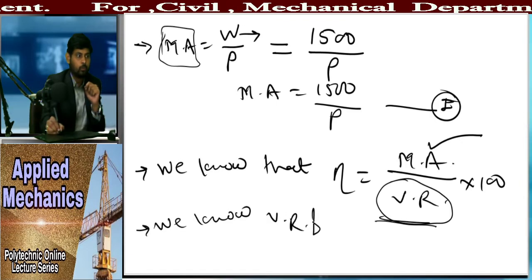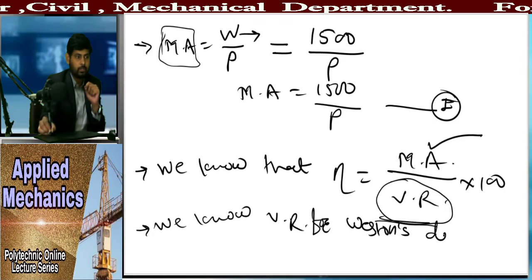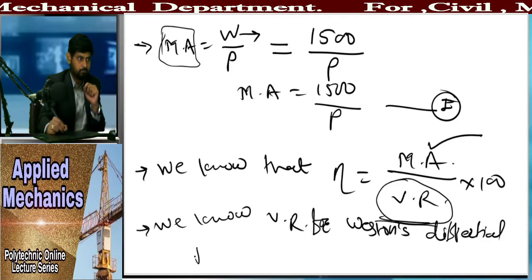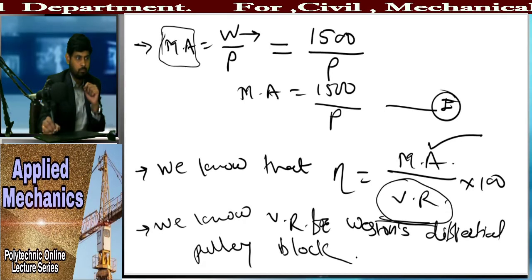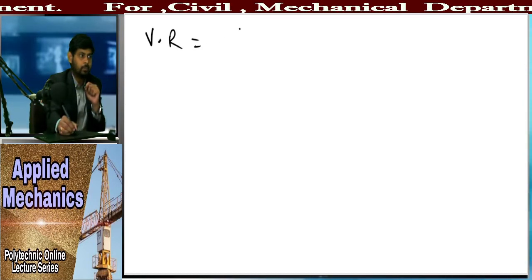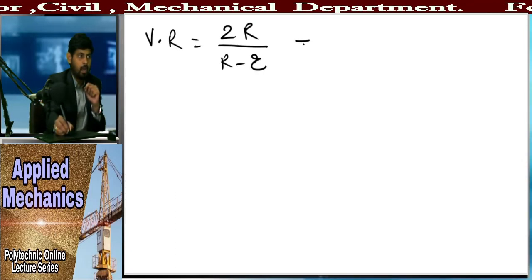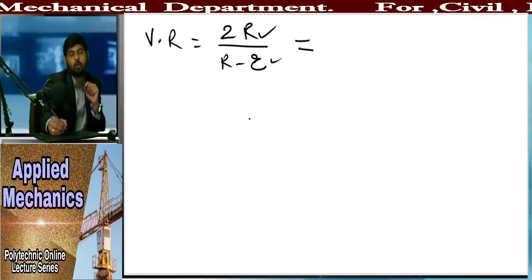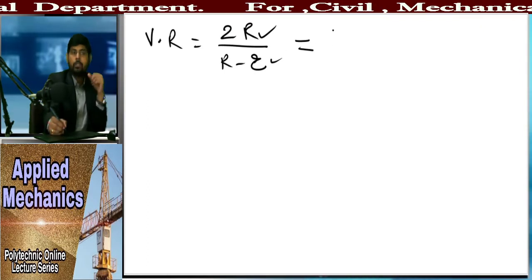We know the velocity ratio for Weston's differential pulley block. So you know the formula for this. What formula is this? Velocity ratio is equal to 2R divided by R minus r. Now we know the value of capital R and we know the value of small r. Now put the values of capital R and small r in this equation, then you will get the velocity ratio.